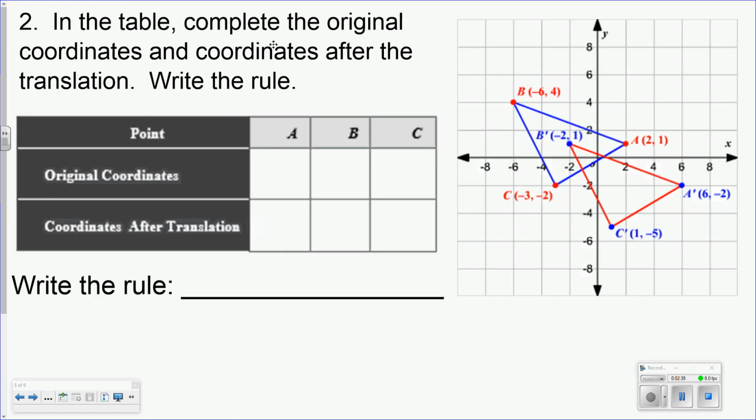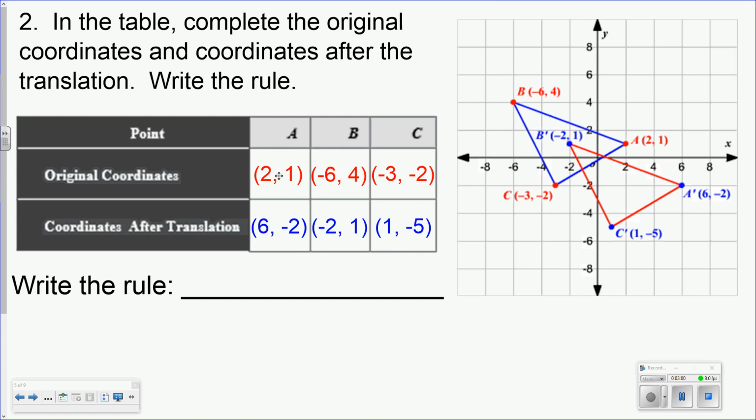In the table, it says complete the original and after the translation. The original is the one without the prime. A is at (2, 1), B is at (-6, 4), and C is at (-3, 2). On the second one, the one with the prime symbols, A' is (6, -2), B' is (-2, 1), and C' is (1, -5).